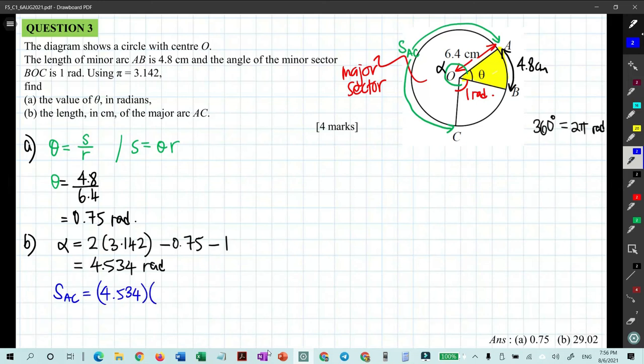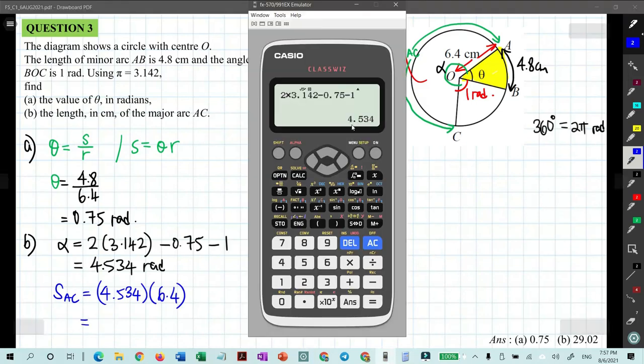So what is the radius? The radius is actually 6.4. So it's 4.543, I'm going to multiply it with 6.4. And the final answer is 29.0176. So you can write the answer either correct to 2 decimal places or 3 decimal places. But here I'm going to write the answer correct to 3 decimal places. So 29.018.